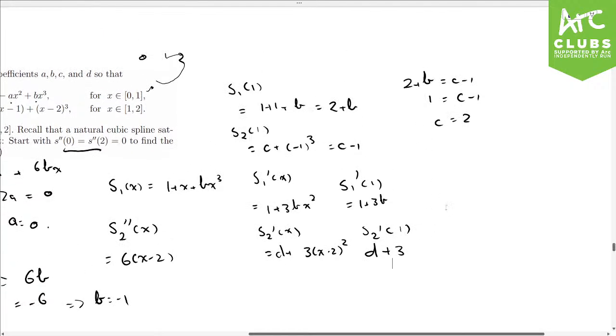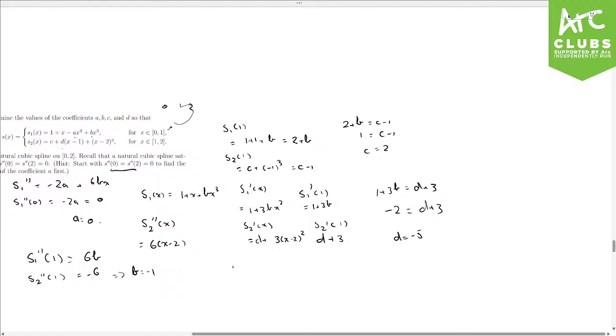So here we get 1 plus 3b is equal to d plus 3. So minus 2 is equal to d plus 3, so d is minus 5. So our final answer will be A is 0, B is -1, C is 2, and D is -5.